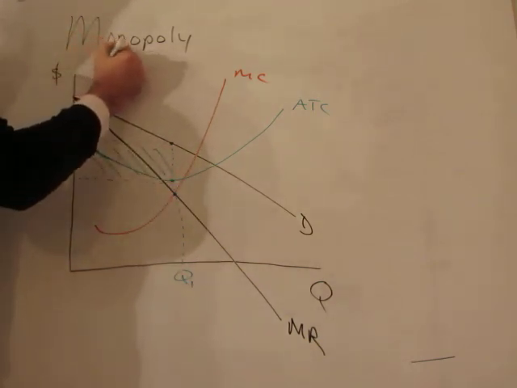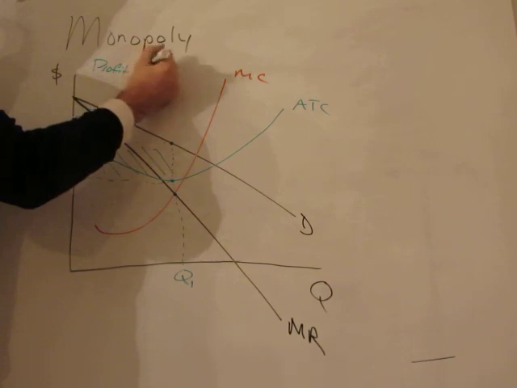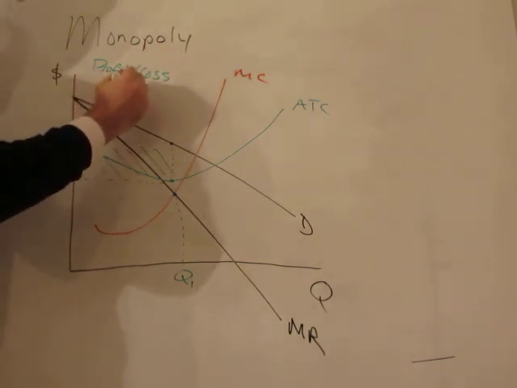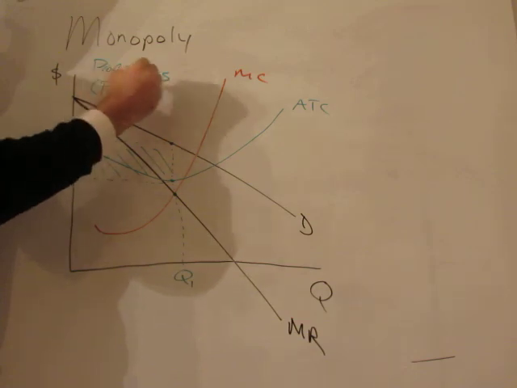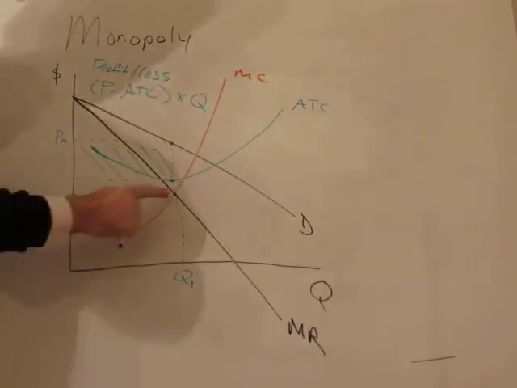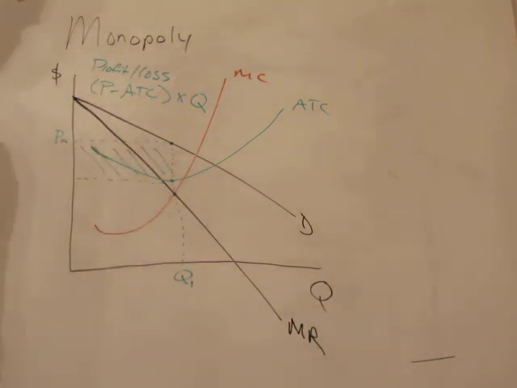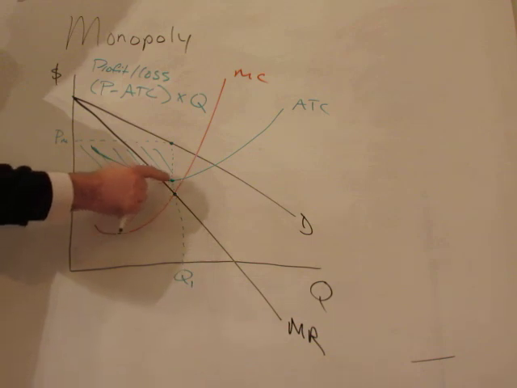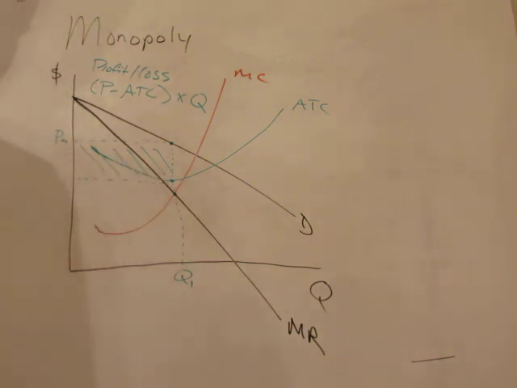To calculate our profit or loss, it is price minus ATC, and all of that times our quantity. And we have to go to MR equals MC to find all of those: to find our quantity, to find our price, and to find ATC. So that's the basics of Monopoly.